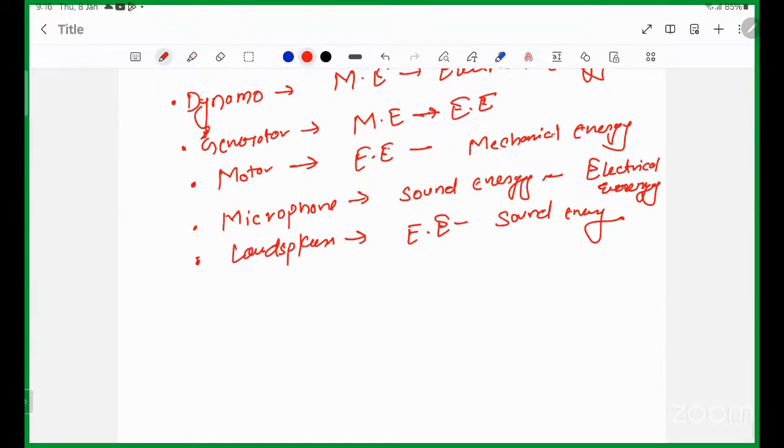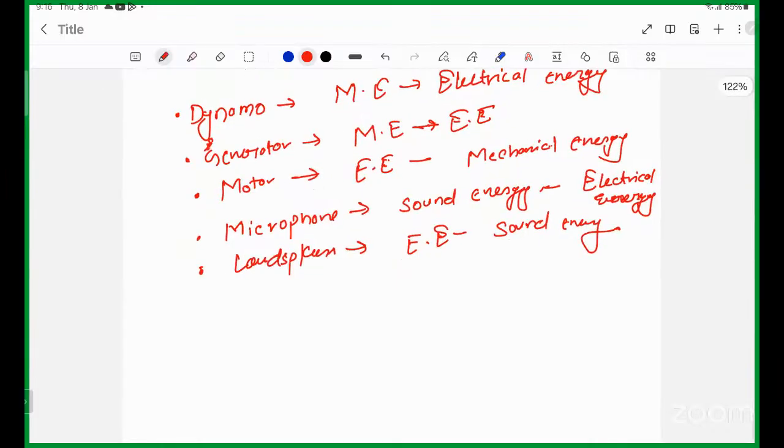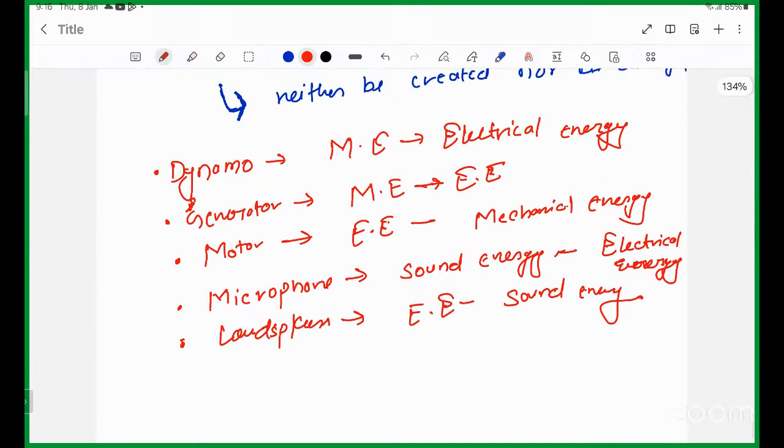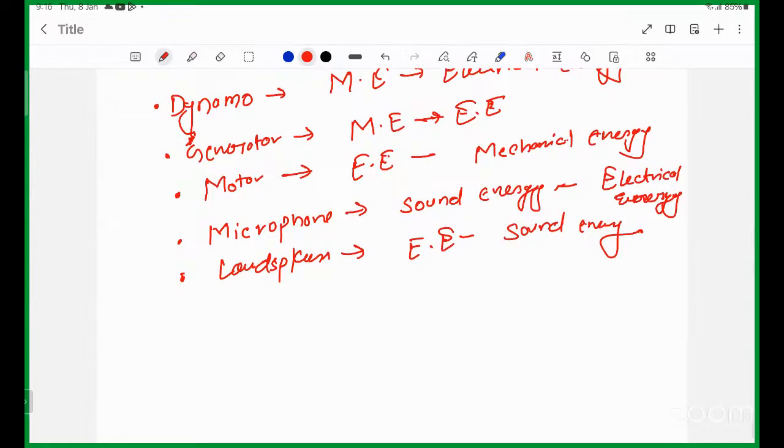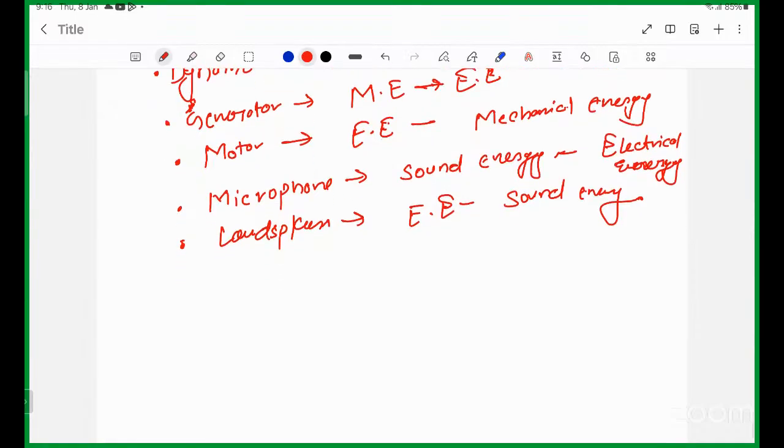So these are the few equipments of the conversion of energies from one to another. We should remember all those things. It's a very easy one.